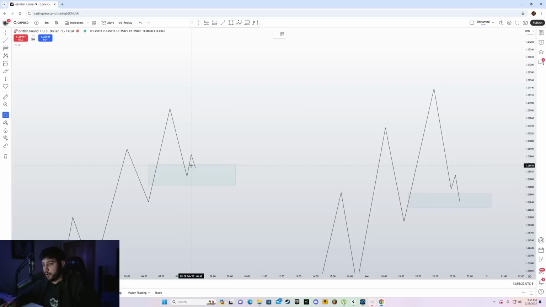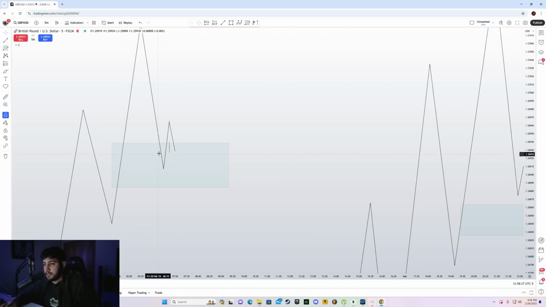So let's say that there was, let me zoom in a bit. There was a low here, a short-term low, and price swept it. So look for consecutive bearish candles that swept that liquidity, and you want to mark out the body of the top candle of those consecutive bearish candles.